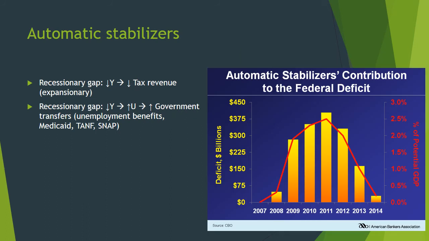They also work in the other direction. When we have a recessionary gap, we have a decrease in output. Less things being produced, so there will be a decrease in tax revenue as a result of that, and that is an expansionary automatic stabilizer. Again, much more important than that are the second ones. Recessionary gap leads to lower output, which leads to higher unemployment, and now because there is higher unemployment, more people need unemployment benefits. More people are going to receive Medicaid. More people are going to get welfare. More people are going to receive food stamps.